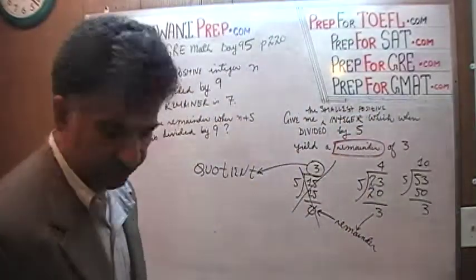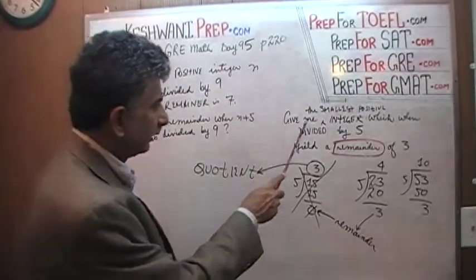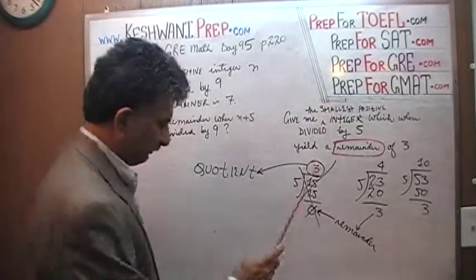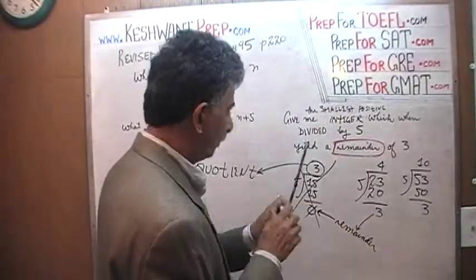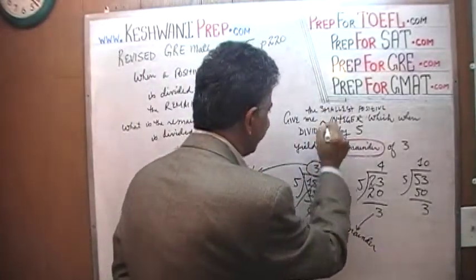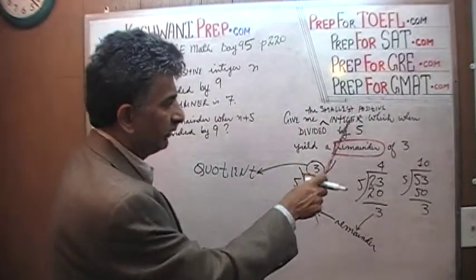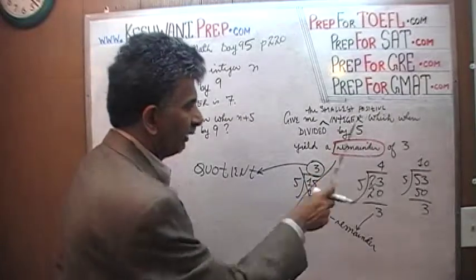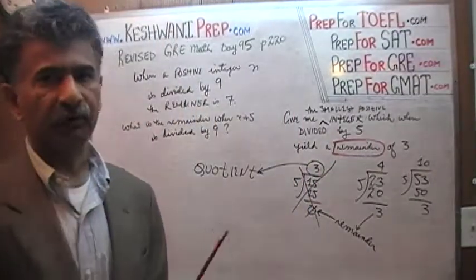Okay, so now the question reads like this. It's getting quite messy, so I'm going to read it to you. I added these three words here, the article and these two words, smallest positive. It says, give me the smallest positive integer, which, when divided by 5, yields a remainder of 3. Can you think of the smallest one?